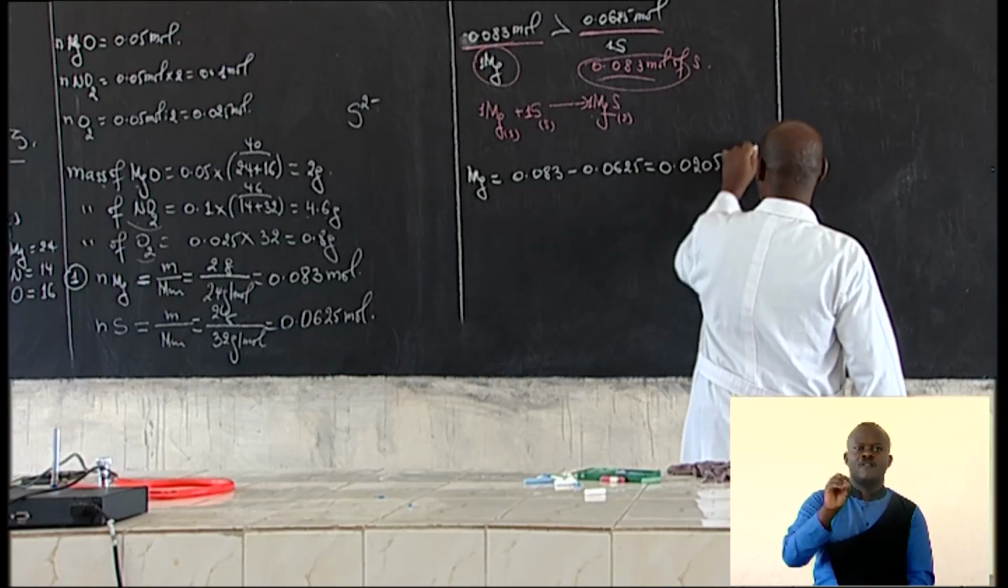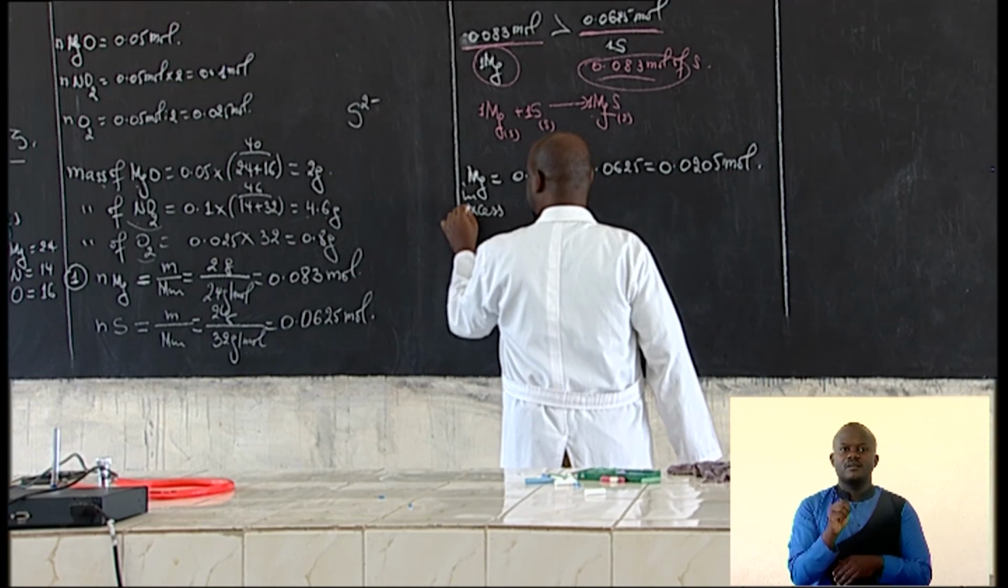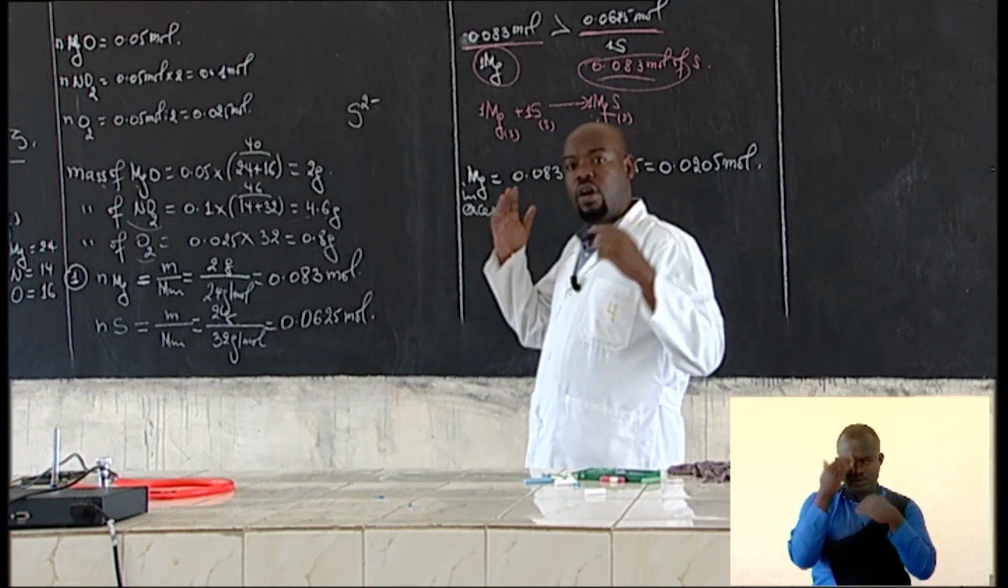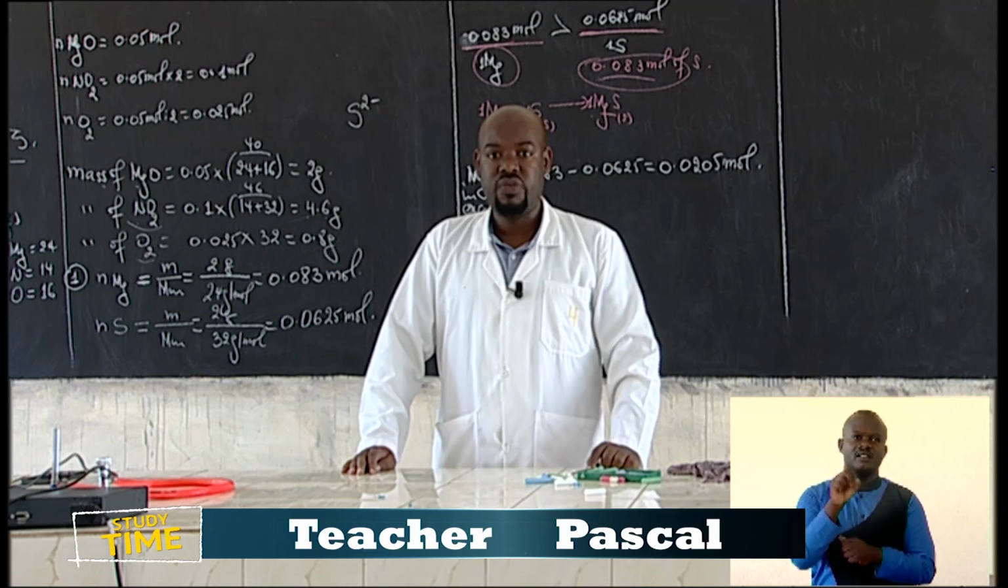0.0205 mole. This is magnesium in excess. The excess doesn't react because we don't have more sulfur to combine with that magnesium. I hope that is very clear.